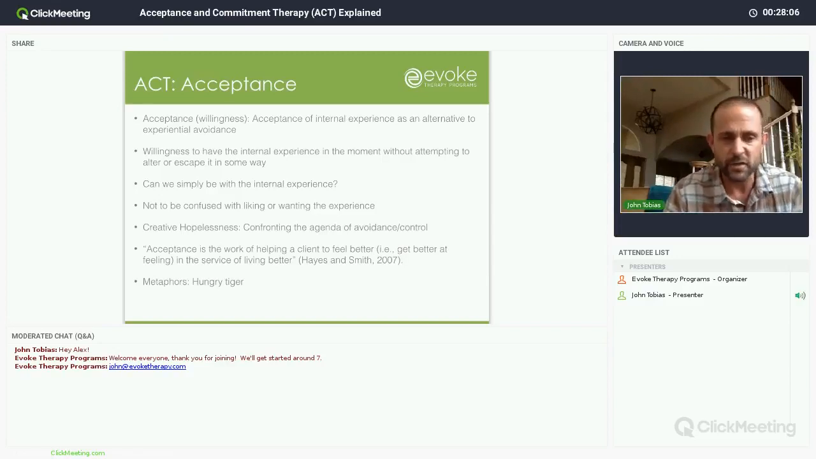So acceptance, I love this quote. This is by Stephen Hayes, like I said, one of the founders of ACT. Acceptance is the work of helping a client to feel better, i.e. get better at feeling, in the service of living better. So there's a little trick here. He's not saying I help a client feel better. I take their bad feelings away. More so, what he's saying is I help a client get better at feeling. And that's what we're looking for.